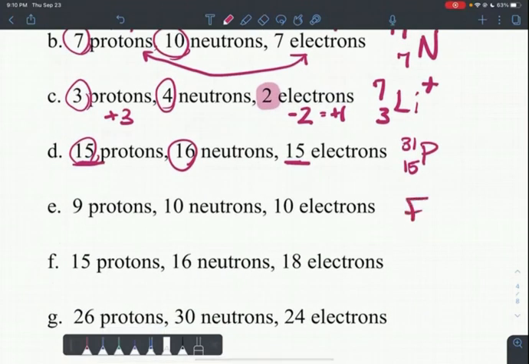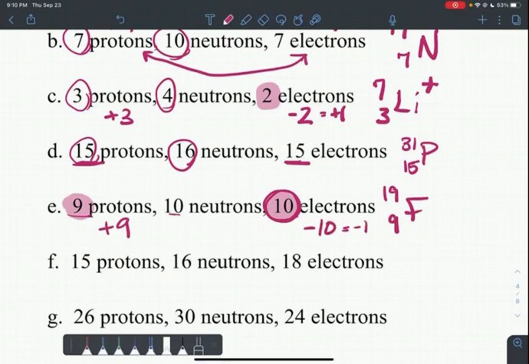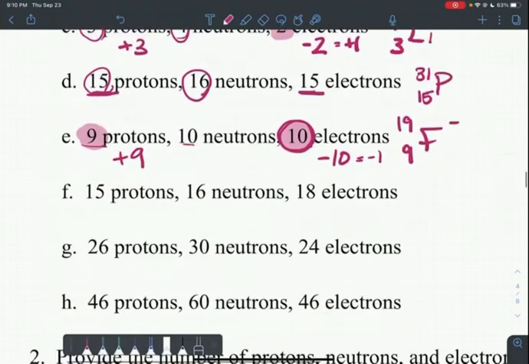Okay, 9 protons. 9 protons is fluorine. Fluorine, 9 down there. We're going to add our protons and our neutrons. We're going to get 19. Oh, look at this. We have 10 electrons and only 9 protons. So that's a +9 and a -10 for a difference of -1. So you put a negative, you don't have to put the 1.